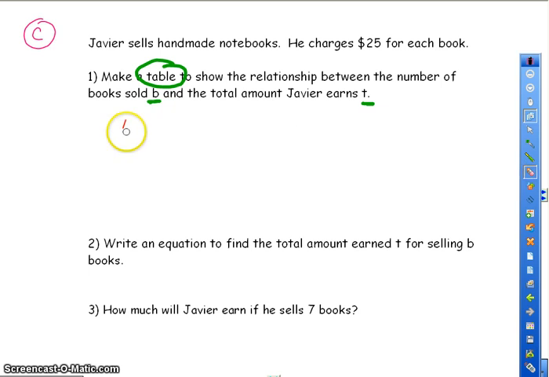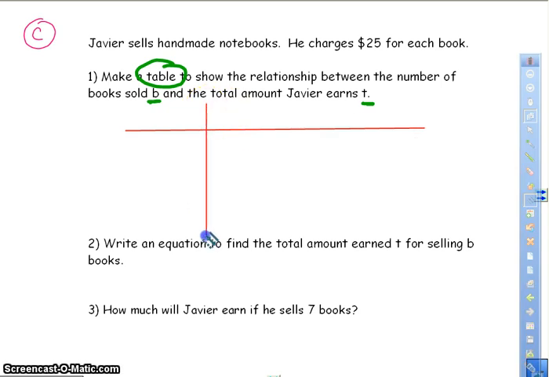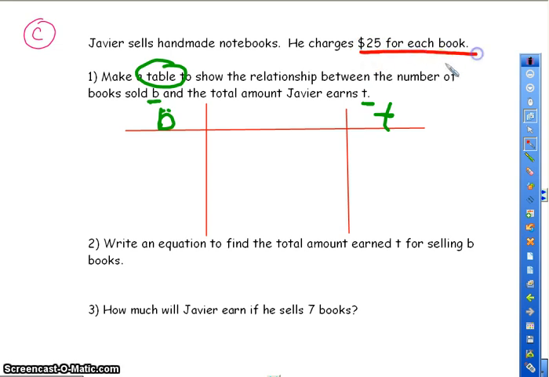Okay, except this time it's not going to be X and Y, it's going to be the letters B and T. So it says, make a table to show the relationship between the number of books sold, B, and the total amount Javier earns, T. So you want to know what we're doing to the number of books sold to get the total amount earned. So I'm going to look back at the top. It says Javier sells handmade notebooks. He charges $25 for each book.